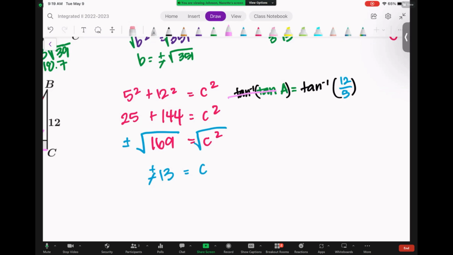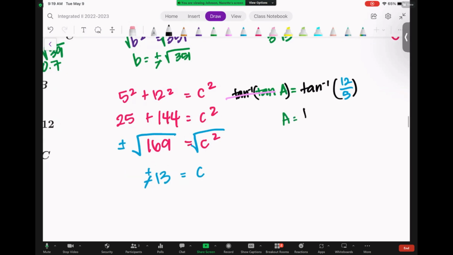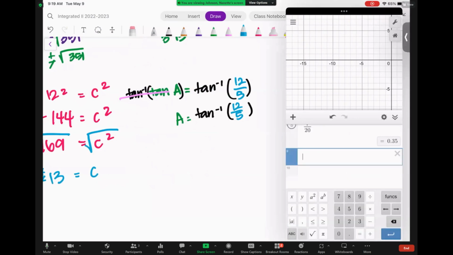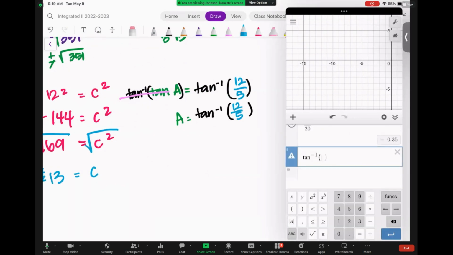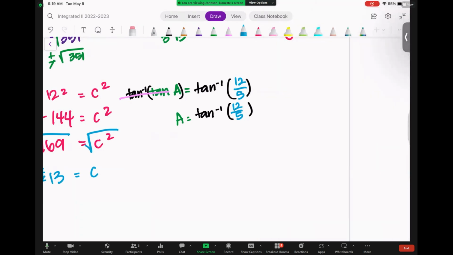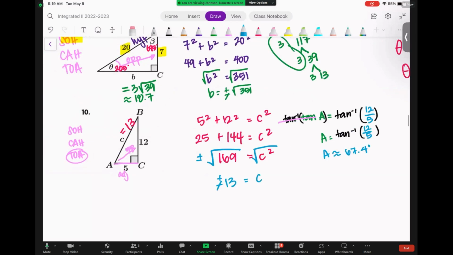So therefore, A equals the tangent inverse of 12 over 5. And that just goes into my calculator exactly the way you see it. So tangent inverse of 12 divided by 5, and I get 67.4. So A is about 67.4 degrees. And then I'm going to shove that in there.